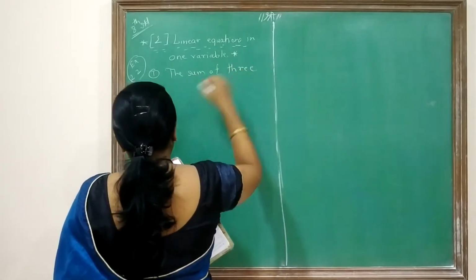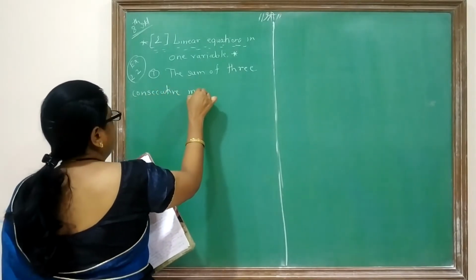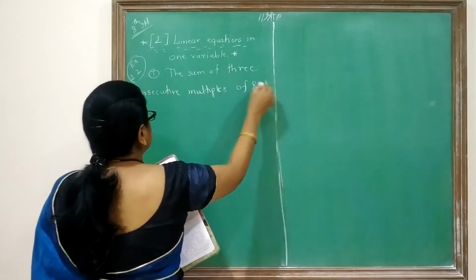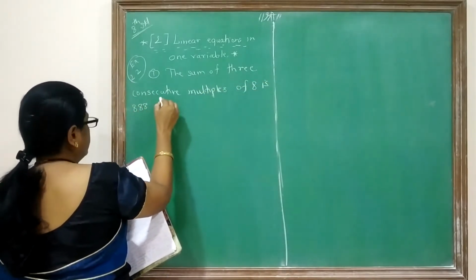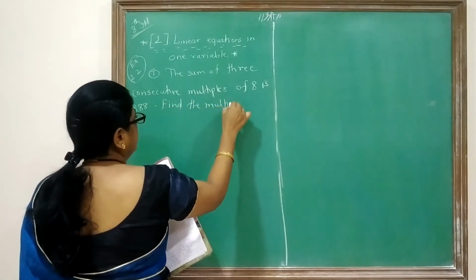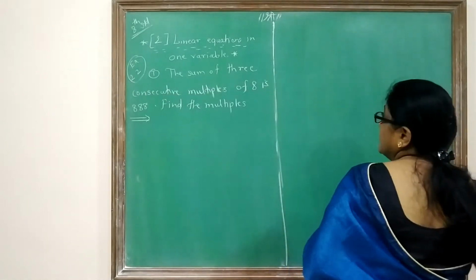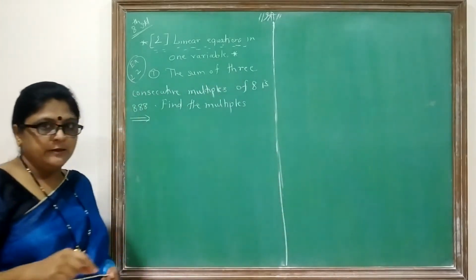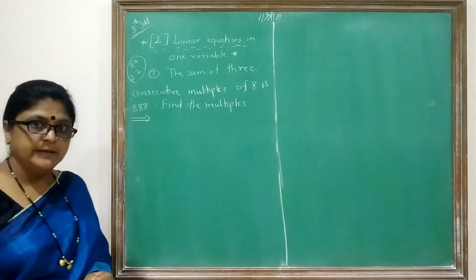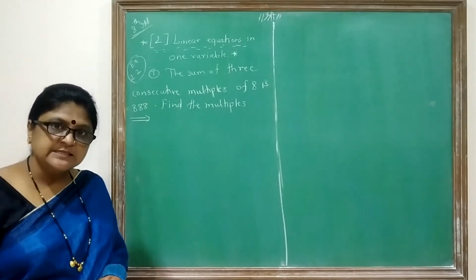Example 7. The sum of three consecutive multiples of 8 is 888. Find the multiples. Your seventh question is: the sum of three consecutive multiples of 8 is 888. What are the three multiples of 8? One is x, the second is x plus 8, and the third is x plus 16.